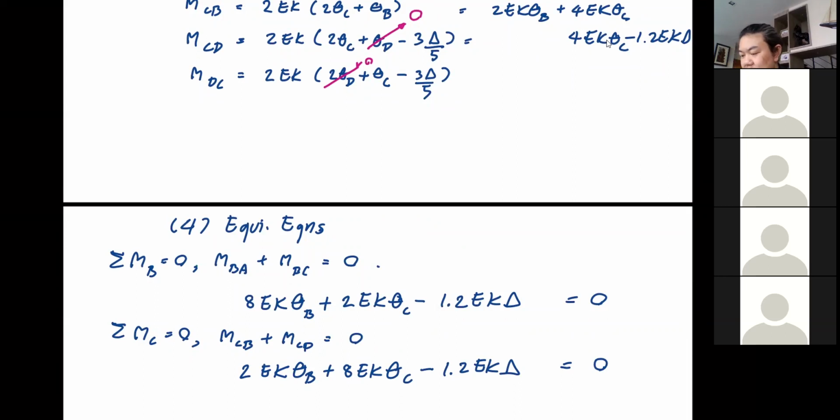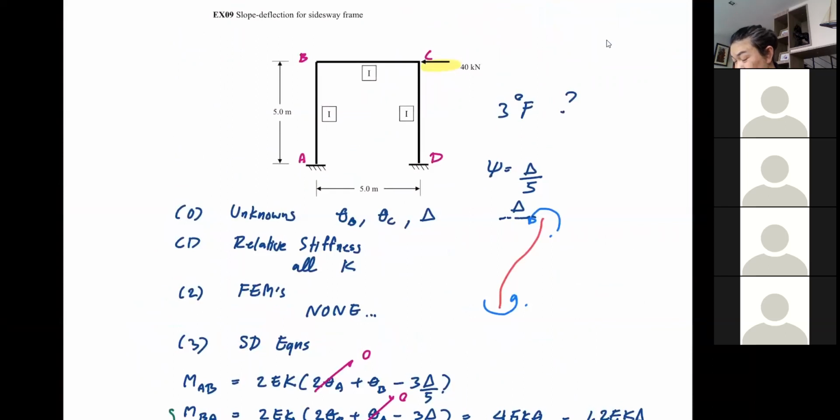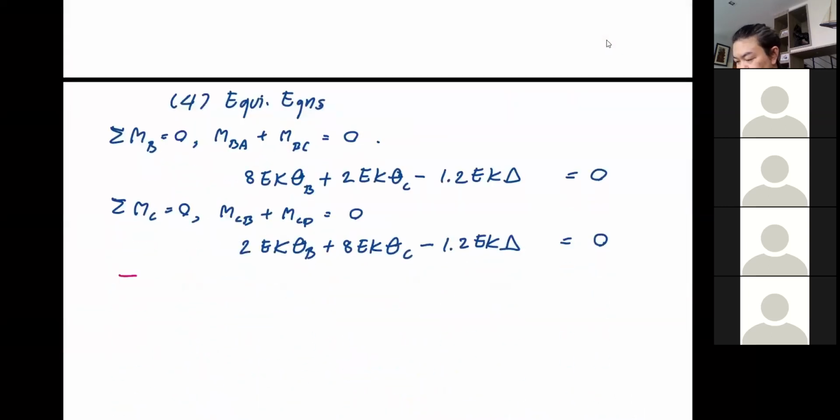Ladies and gentlemen, we need to break some space here. We can use sigma Fx equal to zero, because it's a force in the x direction, which involves the displacement in the x direction. And how are we going to get that? We are going to get it from this.